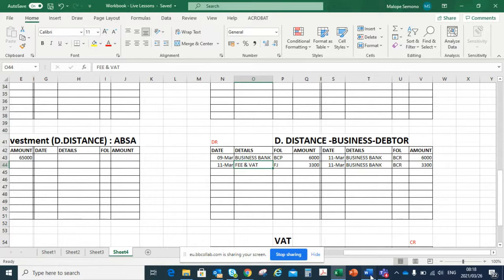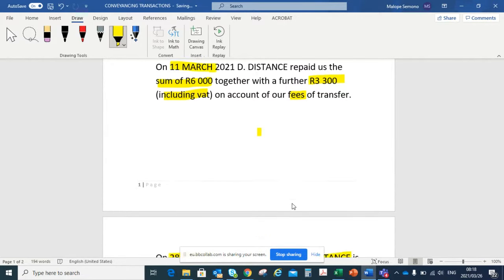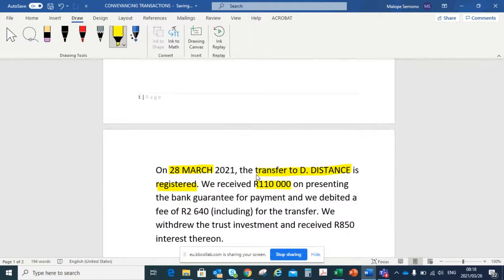Okay, let's continue. After the 11th, we go to the 28th. What happened on the 28th? The transfer to distance was registered. Can you see now? And remember, when it was registered, they say we received 110. Okay, so let me change it. Let's say we received 100,000. I don't want to make it 110. Let me change it. We received 100,000 because obviously the deposit was 65. So I just made a mistake here.